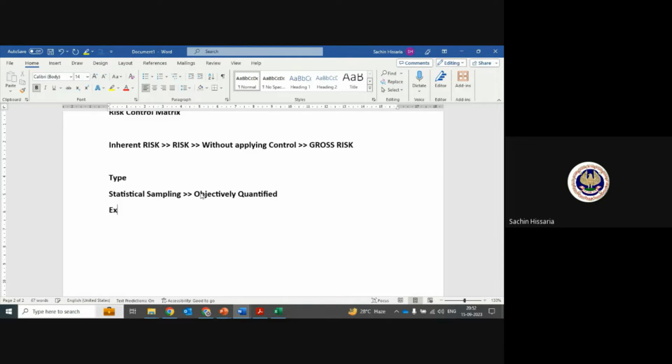Let me give you an example for the same. For example, suppose as an auditor, you are doing an audit of the change management process. Okay, you are doing an audit of the change management process.